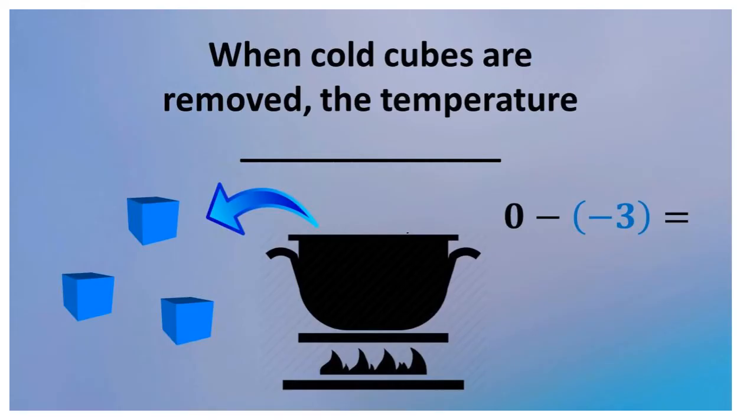If I take out something cold, I started at 0 and I'm going to subtract -3. Taking out cold cubes, what's going to happen? Exactly. The temperature increases. So taking out negative cubes, subtracting a negative number leaves me with +3. My temperature is going to go up.